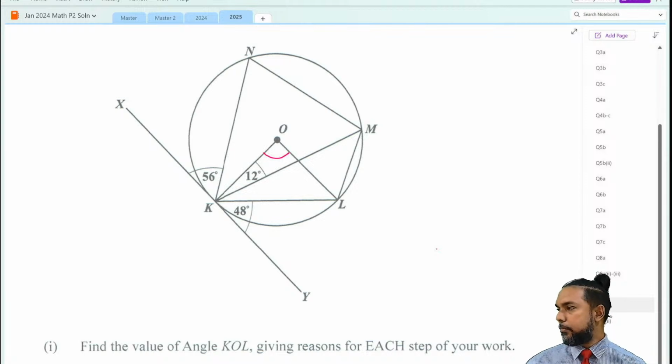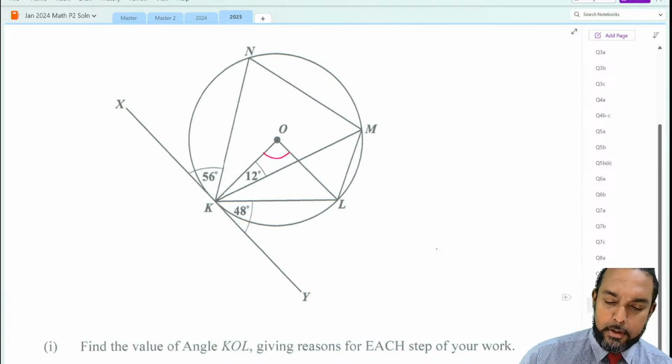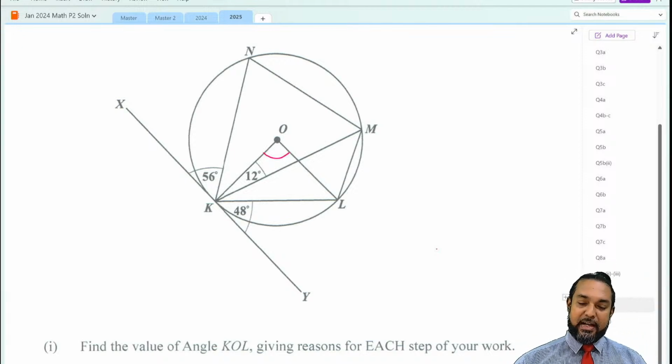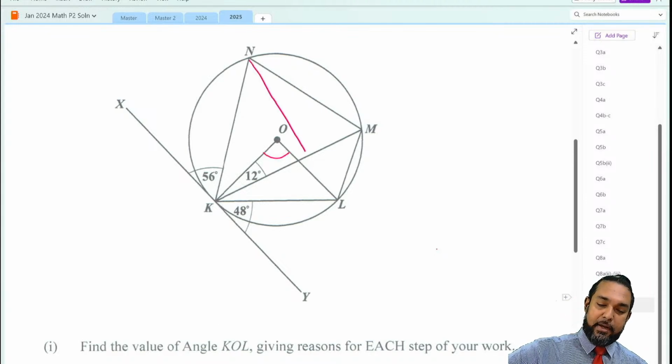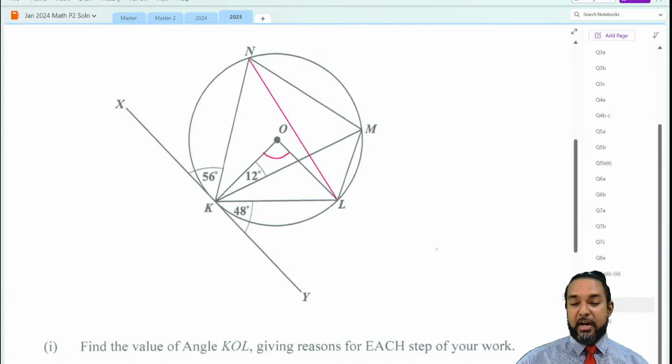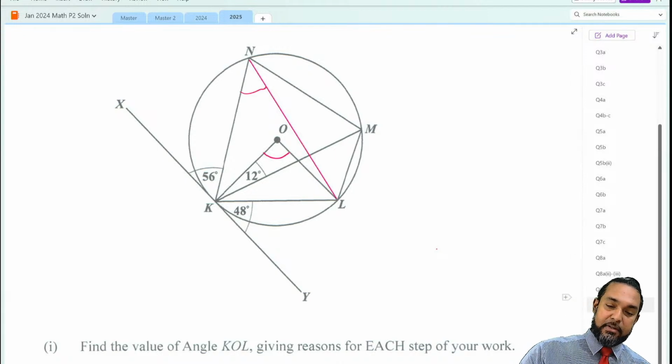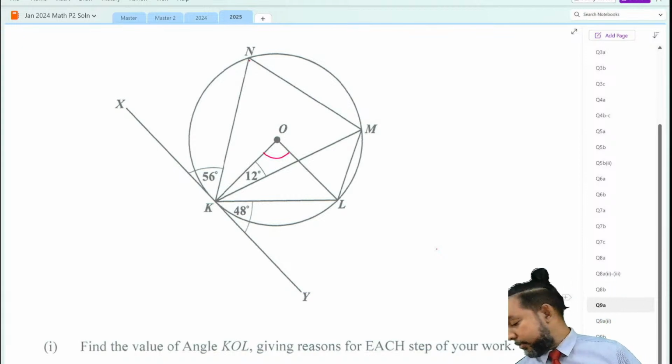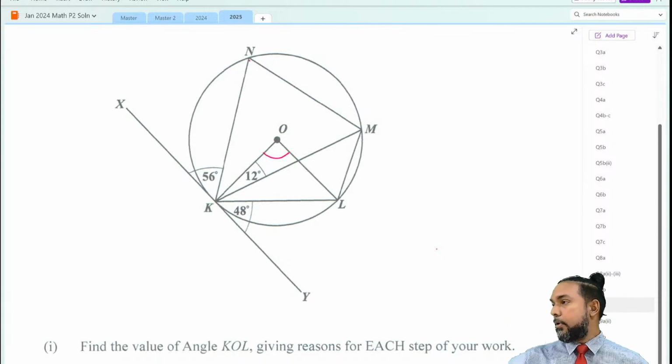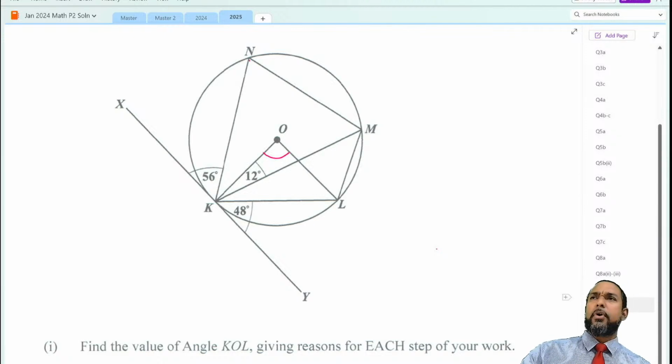All right, cool. So they want us to find that angle, which is the angle at the center. If we had a line from here to here, we could use the angle at the center is double the angle at the circumference, but we don't have that line. Now check it: what is O in the context of the diagram? Center of the circle.